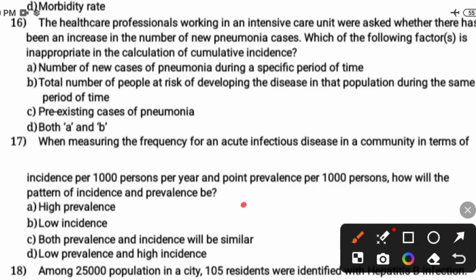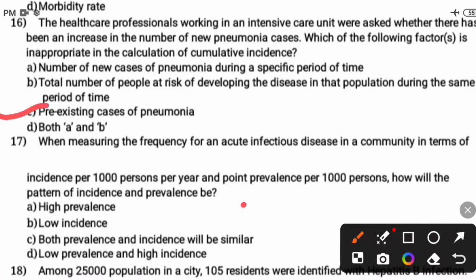Number of new cases of pneumonia during a specific period of time, total number of people at risk of developing the disease in the population during the same period of time, or pre-existing cases of pneumonia. They are asking which is inappropriate, or D is both A and B. So the answer is C, pre-existing cases of pneumonia.